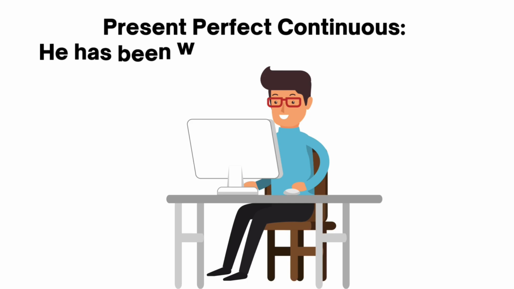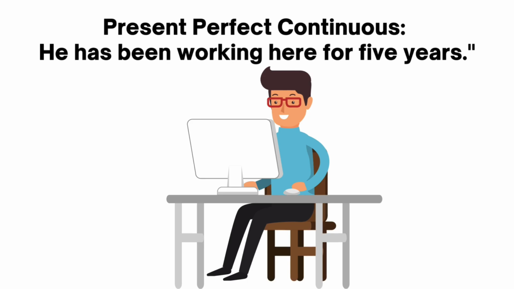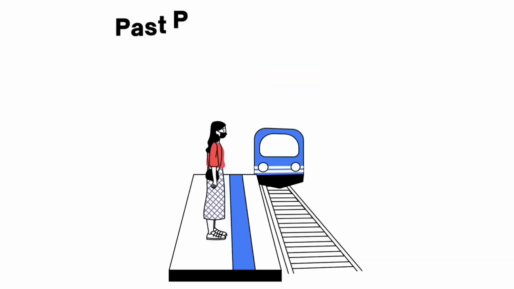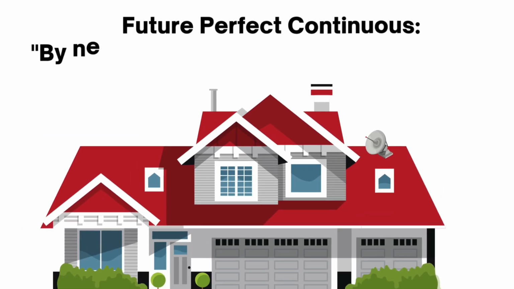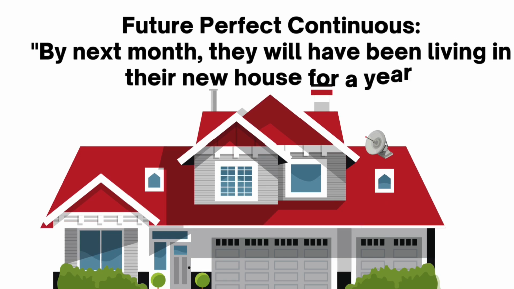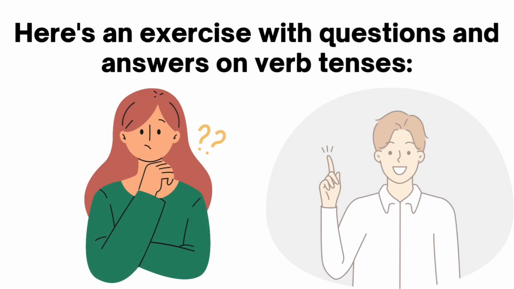Present perfect continuous. He has been working here for 5 years. Past perfect continuous. She had been waiting for over an hour. Future perfect continuous. By next month, they will have been living in their new house for a year. Here's an exercise with questions and answers on verb tenses.